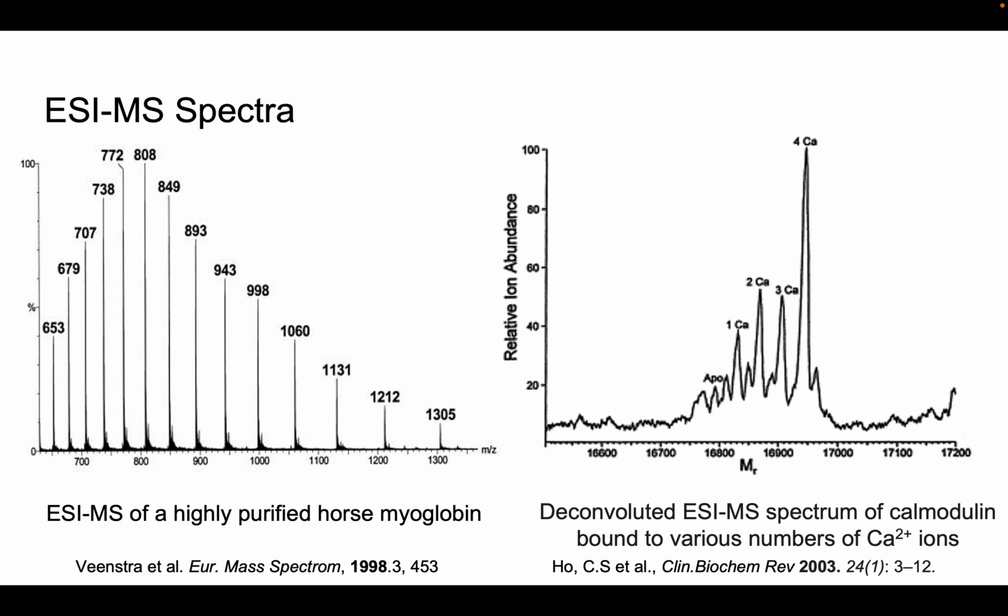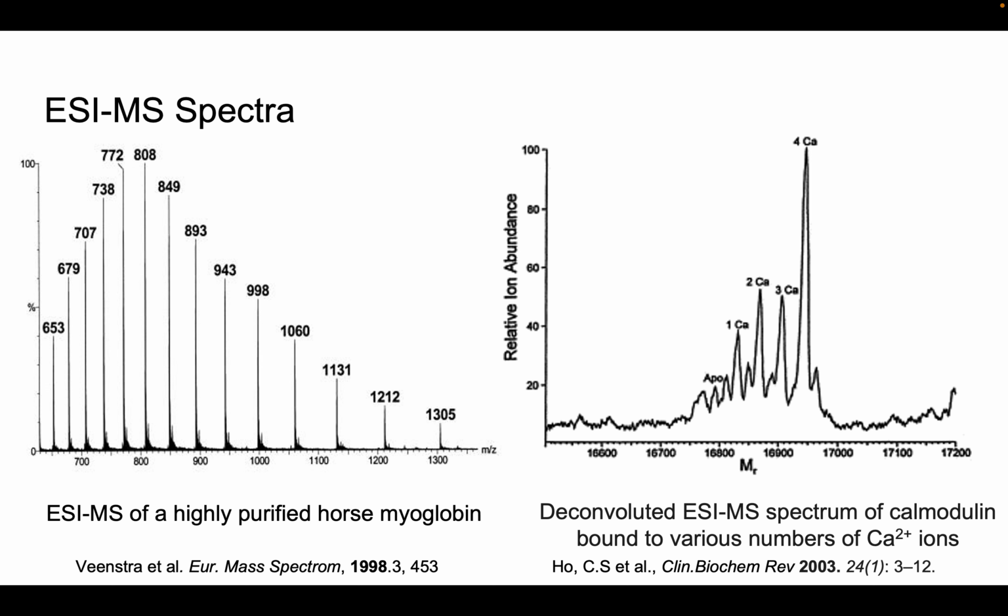So here on the left is a spectrum that hasn't been deconvoluted. As you can see, there's multiple peaks. The axes on each of these spectra is different. On the right is just mass. The labeled peaks correspond to calmodulin bound to the increasing number of calcium 2+ ions.